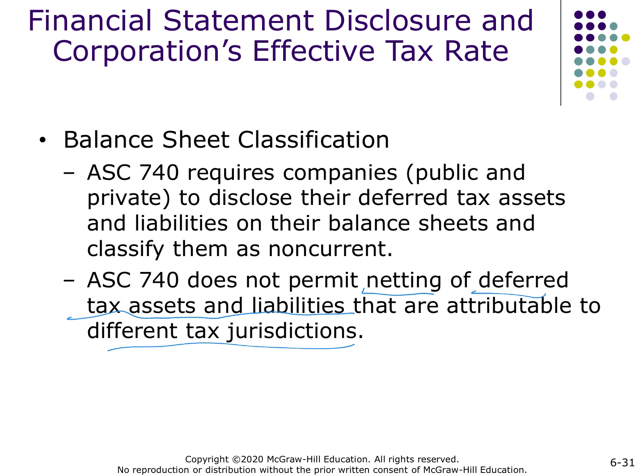So if you operate in 23 states, you can't combine them all into one account. You have to have deferred tax assets and liabilities related to each of those 23 states. Okay, that's very important to remember.